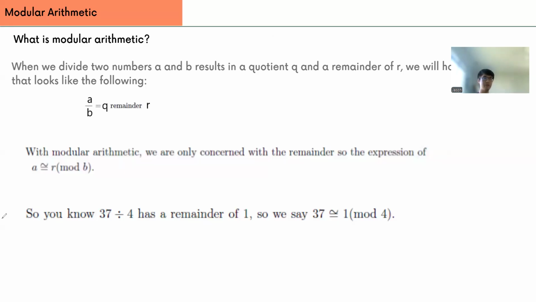So first we have to discuss what modular arithmetic is. When we divide two numbers, let's say A and B, we get a quotient Q and a remainder R, right? For example, if we divide 16 by 3, we get 5, and then our remainder is 1. So we always get a quotient and a remainder.